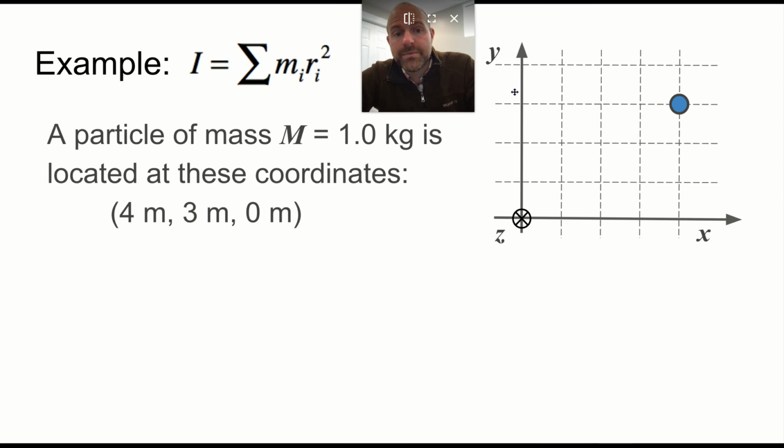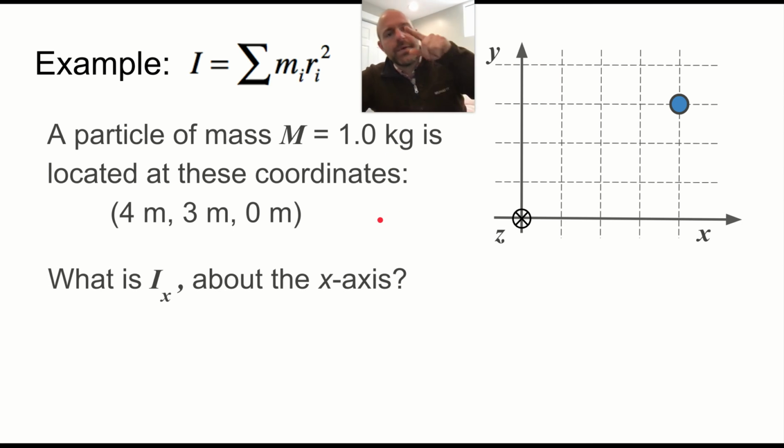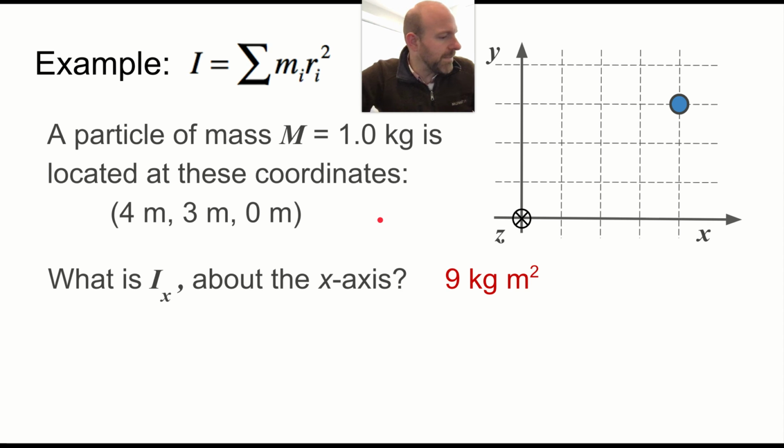We could do this in 2 dimensions if we needed to. The axis is going in and out of the screen. And so we can say, what is the moment of inertia about the x-axis, the y-axis, the z-axis? If we wanted to, along the x-axis, it really just depends on how far up you are. So this is 9 kilogram meters squared because it's a 1 kilogram object, 3 meters up.